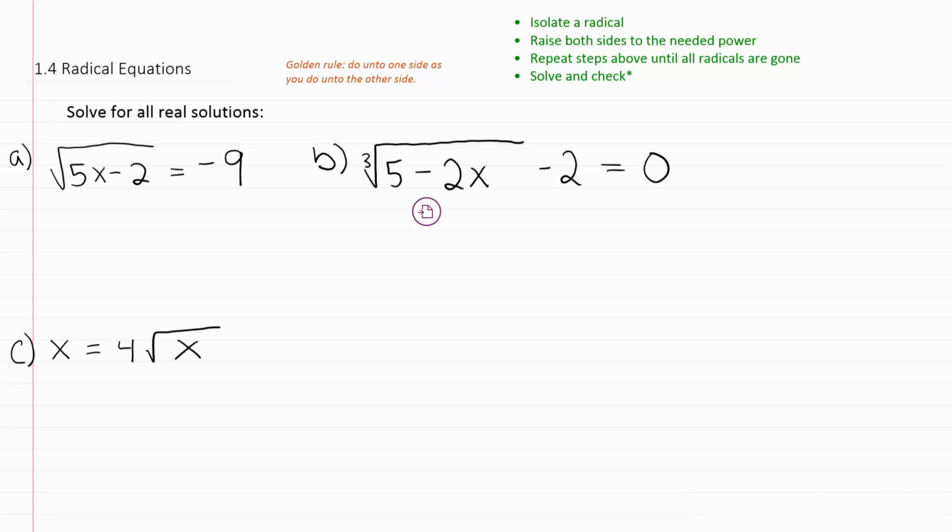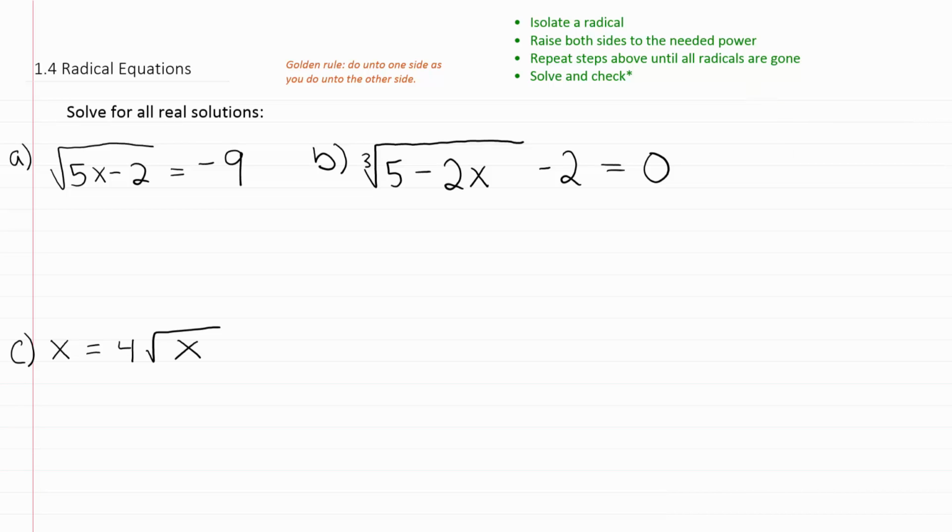In this video, they're asking us to solve these radical equations for real solutions. The first thing we would normally do is to perform the steps that are listed here in green, and that would mean we should isolate the radical, raise both sides to the needed power, repeat the steps until all the radicals are gone, and then finally solve and check.